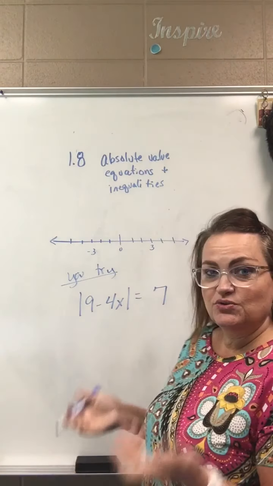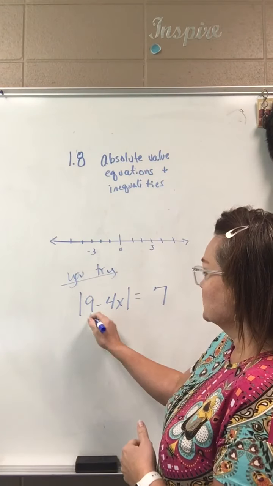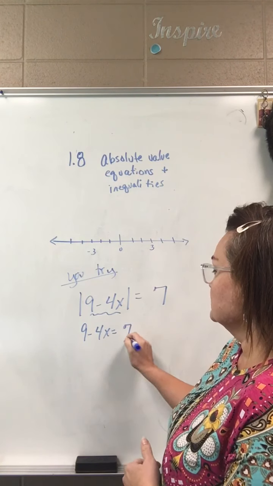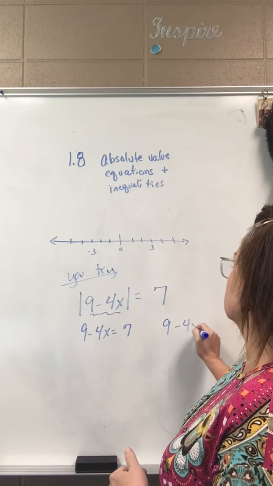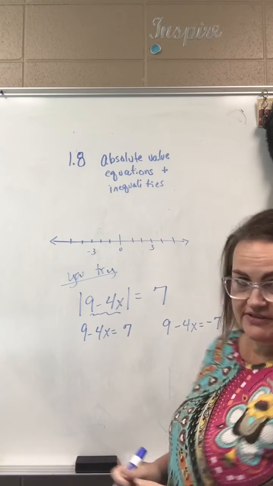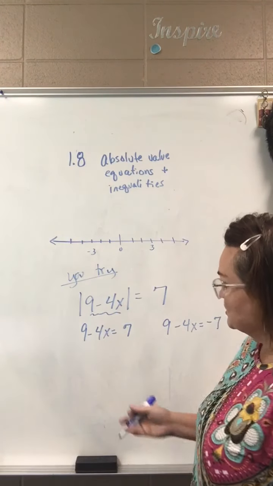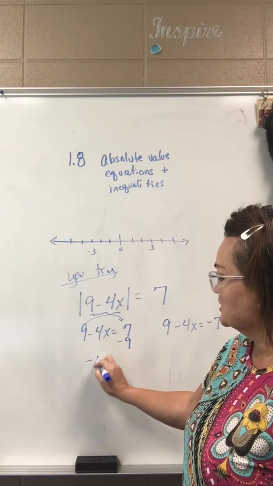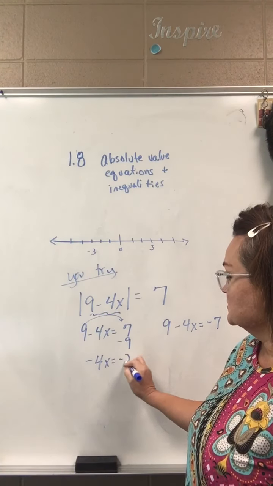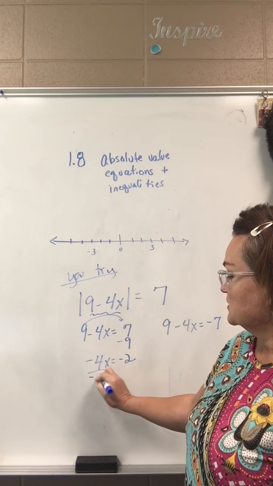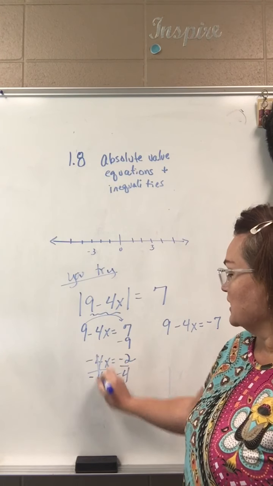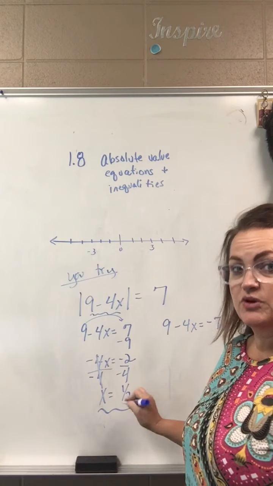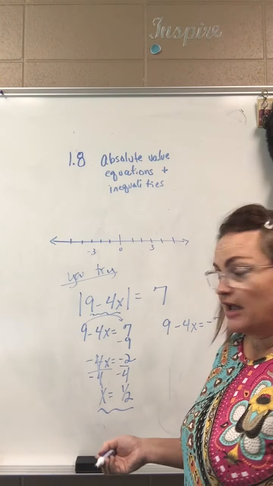So there's two answers to this. Whatever makes this quantity 9 minus 4x equal 7, and whatever makes 9 minus 4x equal negative 7. So I solve those two mini equations. I throw the positive 9 across the line, giving me negative 4x equals negative 2. Then divide negative 4 into each side, and that fraction will reduce to a positive 1/2. So one of your answers should have been positive 1/2.